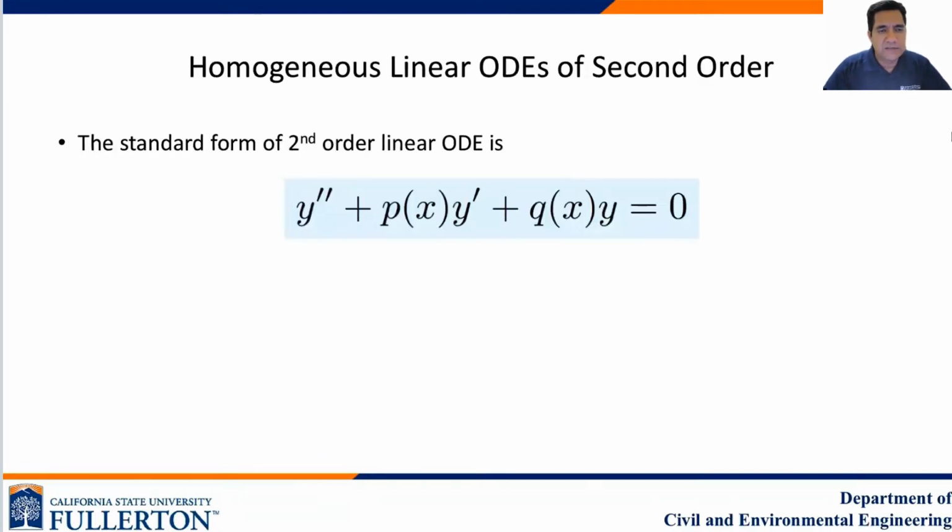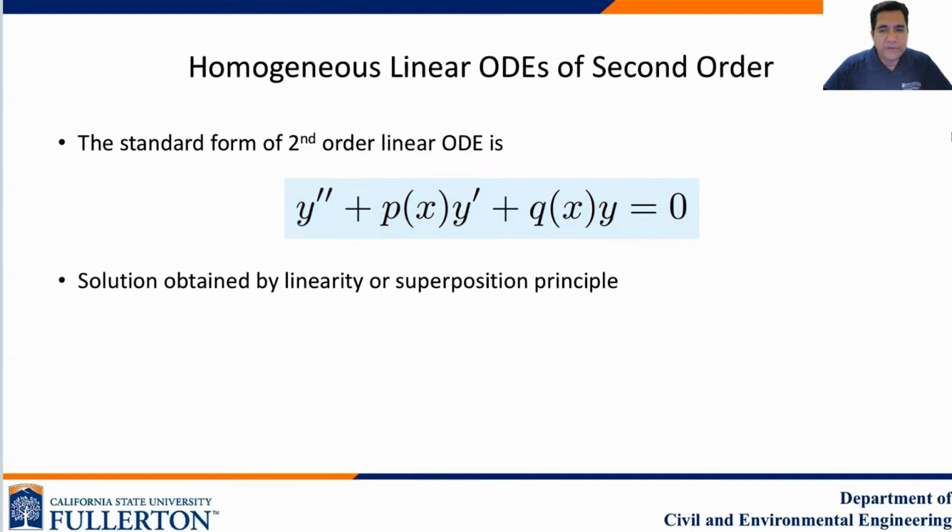So the standard second order linear ordinary differential equation has this form, where the left-hand side of the equation tells that this equation is linear because we have p(x) and q(x), they are functions of x and they are not functions of y. And the right-hand side equals 0 makes it a homogeneous differential equation. If it is not equal to 0, it's not going to be homogeneous. So it is required that we need to have a 0 on the right-hand side, and the left-hand side must have this form. If that is the case, then the solution can be obtained by linearity or superposition principle.